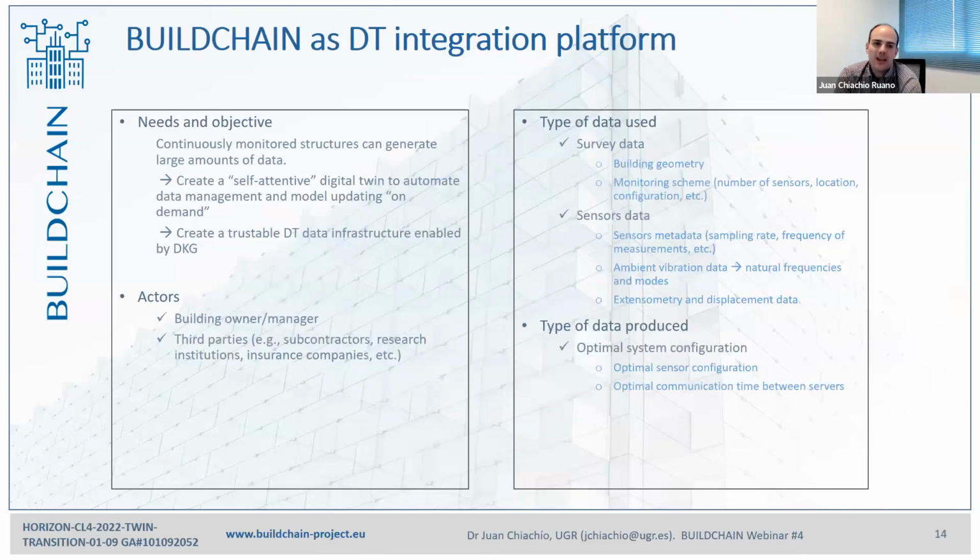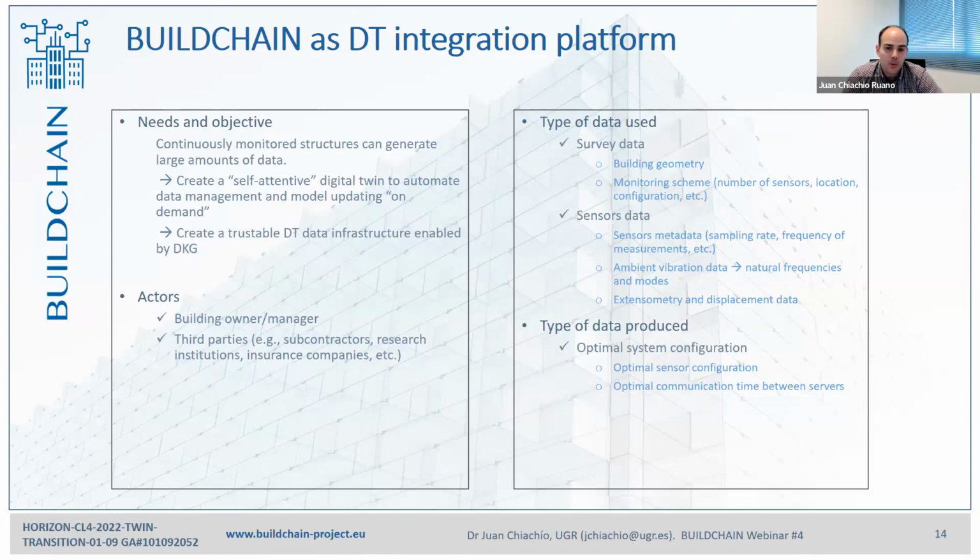In summary, first of all, we want to create this self-identifying digital twin technology to automate the data management and the model updating of structures. This is the first need. Second, using the BUILDCHAIN technology, we will create a trustable digital twin data infrastructure, which will be enabled by decentralized knowledge graphs. By trustable, we mean just collecting and storing the relevant data, the relevant information, for the purposes of the digital twin.